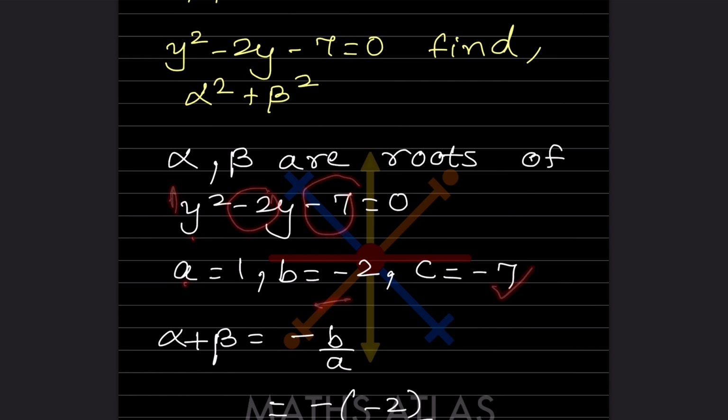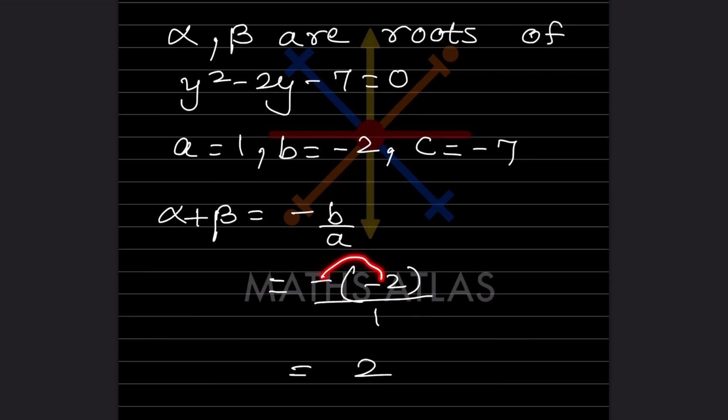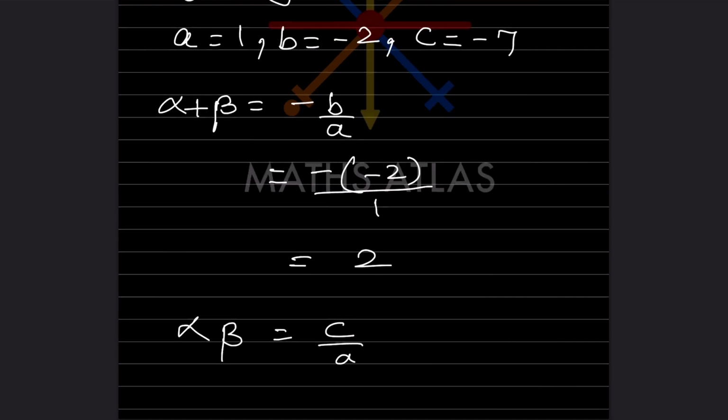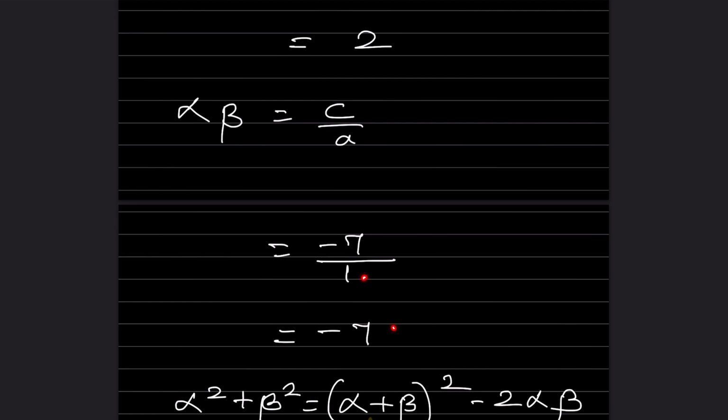Now we know that alpha plus beta is minus b by a. So what will you write? A minus. What is b? B is minus 2. And what is a? A is 1, which is given. Minus minus becomes plus, so that is 2 by 1, which is 2. And alpha beta is c by a. We know that c is minus 7 and a is 1, so minus 7 by 1 is minus 7.